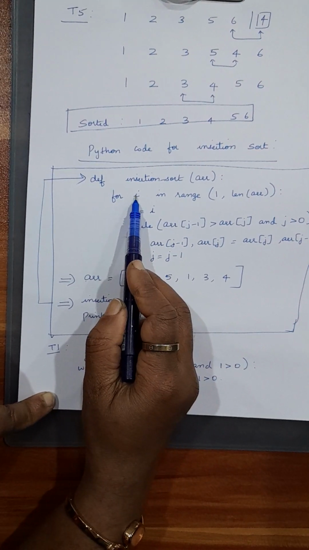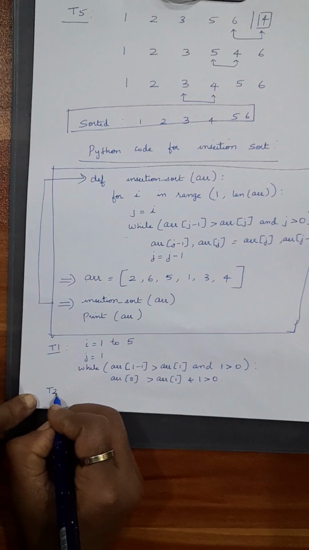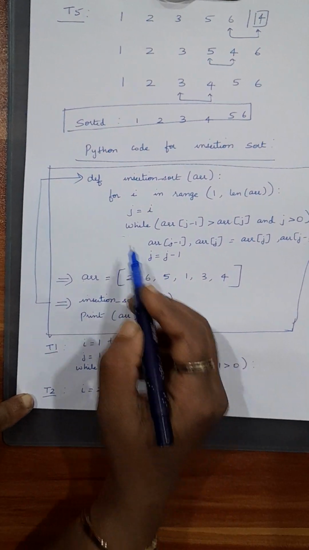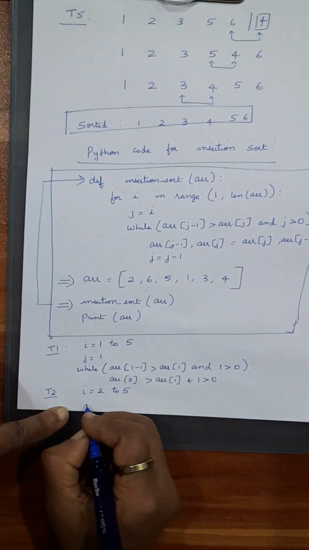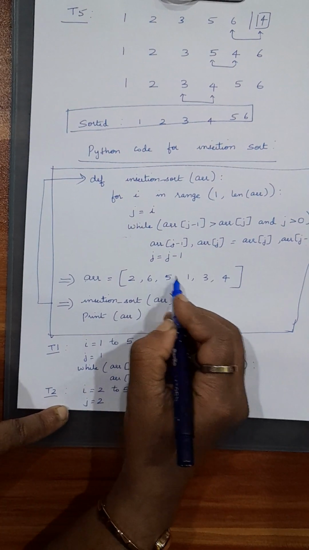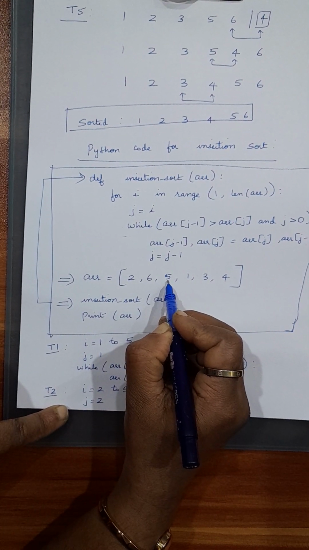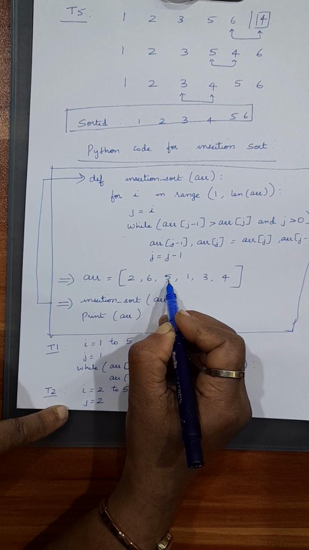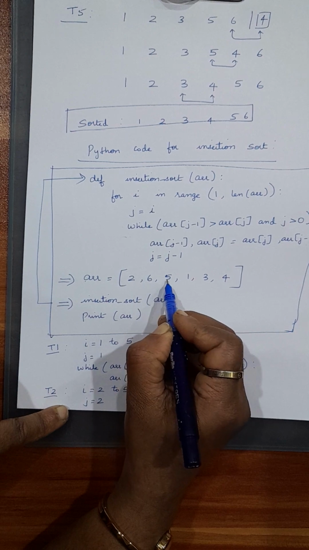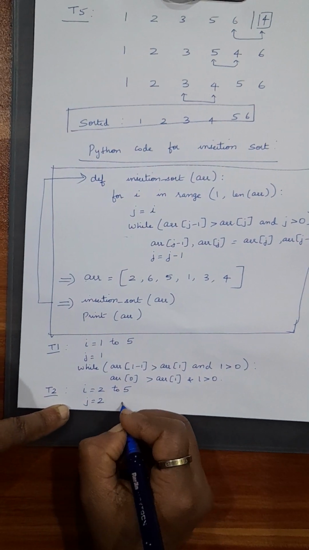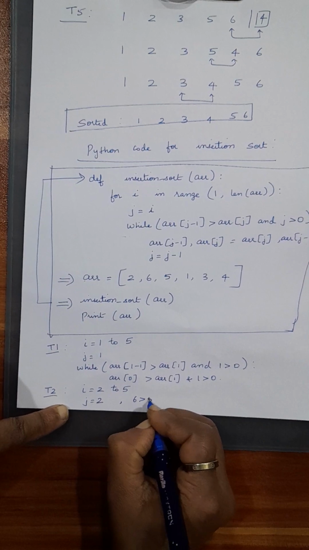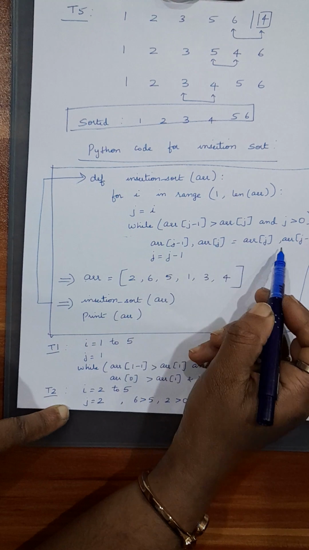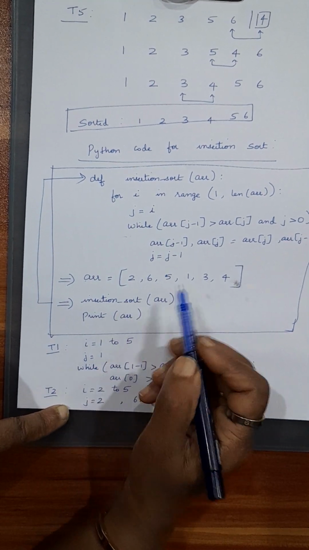So what is i? i becomes 2. So trace 2, i value is equal to 2 to 5. Now it moves to the second element. Now it comes here. What is the j value? j is equal to 2. I have to cross check between j minus 1 and the current element. If 6 is greater than 5, then there is a swap. 6 is greater than 5 and j, which is 2, is greater than 0. It is true. Now it enters. Now there is a swap between 5 and 6.